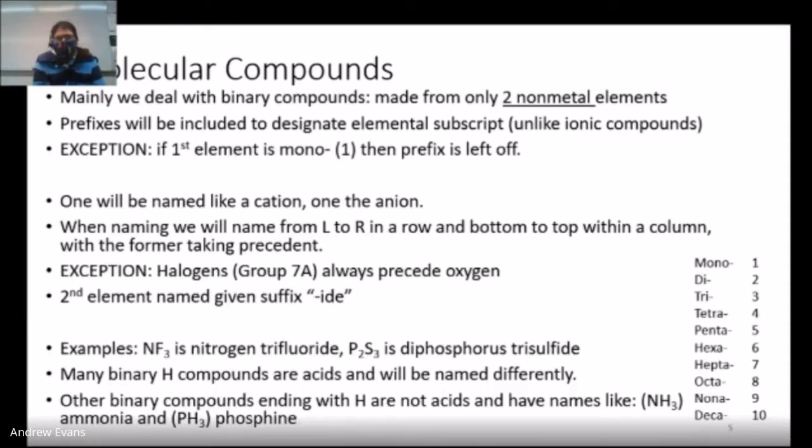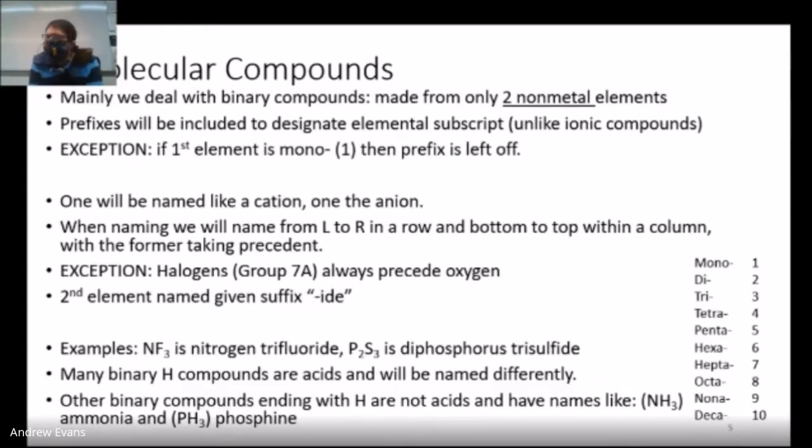So mono means one. Like a monotone voice would be a voice that is one, unchanging. Di means two. Tri, you remember tricycle, that means three. Tetra is four. Penta, like a pentagon, is five. Hexa is six. Then we get into some weird ones. Hepta is seven. Octa is eight. Nona is nine. And deca is 10. And you could keep going, but we're probably not going to see 11 and 12 very often. So we're going to leave those off.